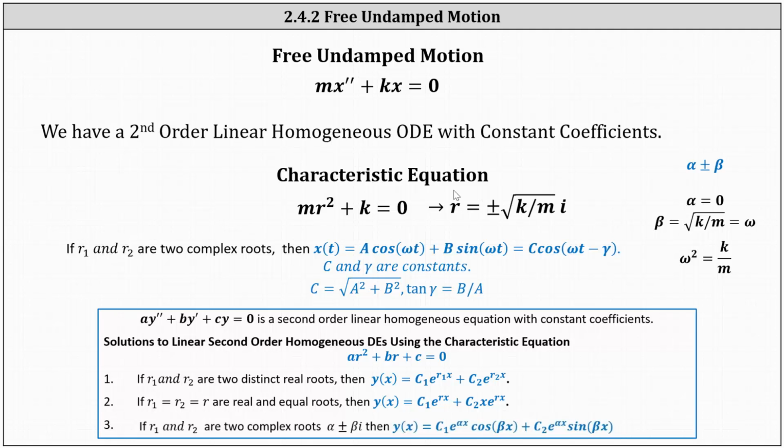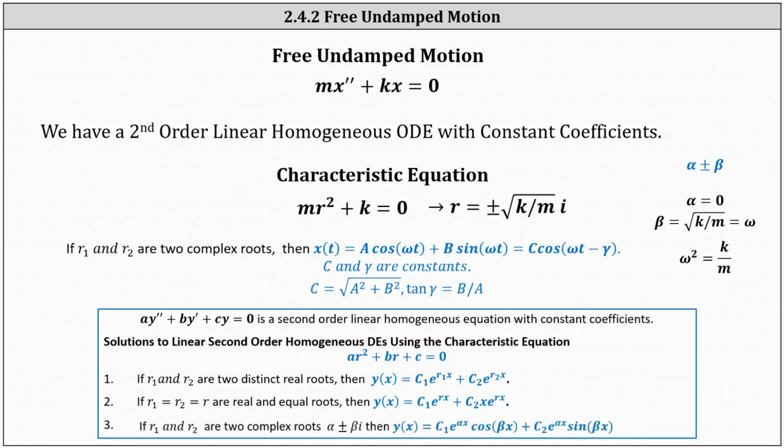Notice how we have two complex solutions, where if the solution is in the form of alpha plus or minus beta i, notice alpha is 0, and beta is equal to the square root of k divided by m. So looking at our previous notes below, we're looking at case 3 where we have two complex roots.